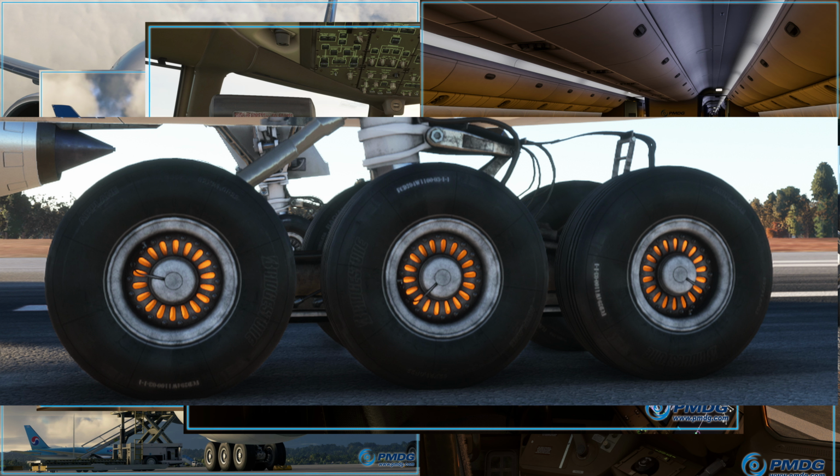Now, what's also really cool is when you taxi your aircraft, you are going to see that the front brakes are going to cool quicker than the two aft brakes. And that's because the front brakes are subject to air flowing in from the front of the main wheel bogie, while the two aft wheel assemblies are rather shielded from that air flowing in. Of course, that kind of stuff is modeled in the PMDG 777.